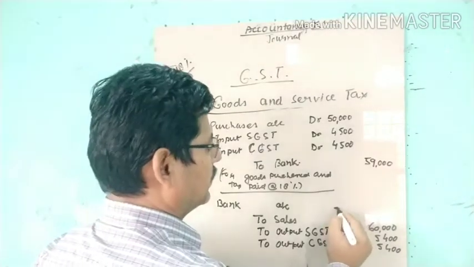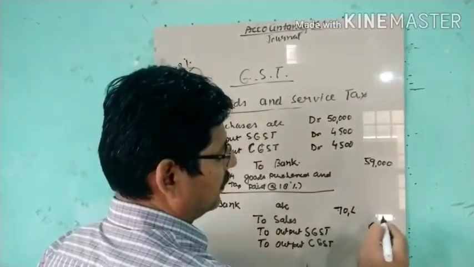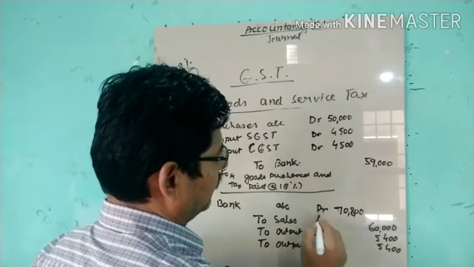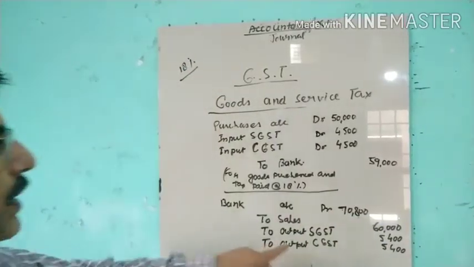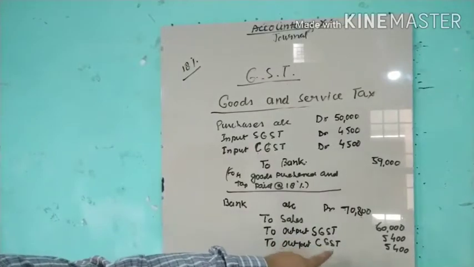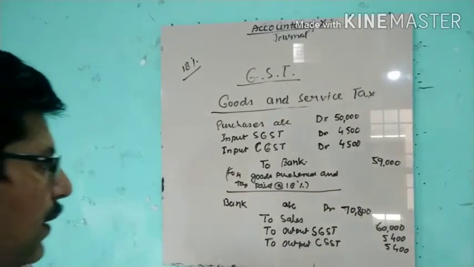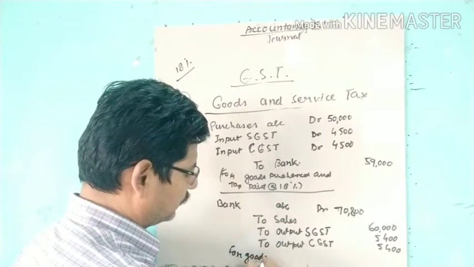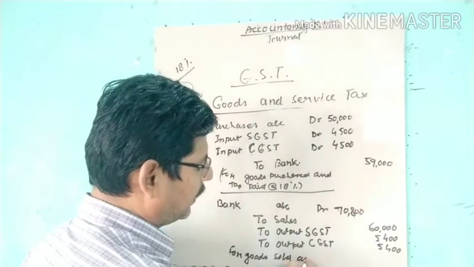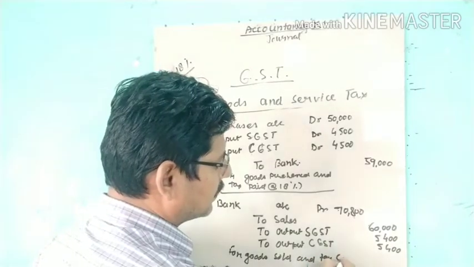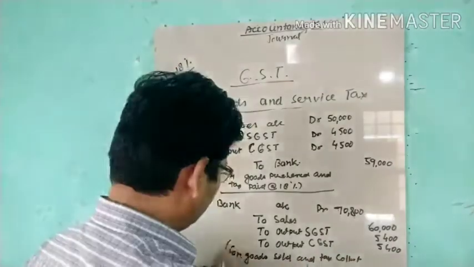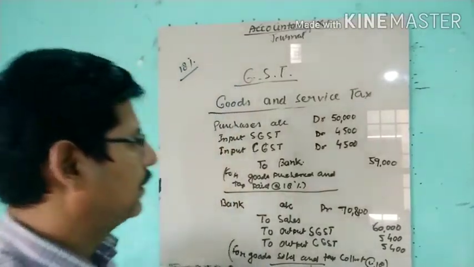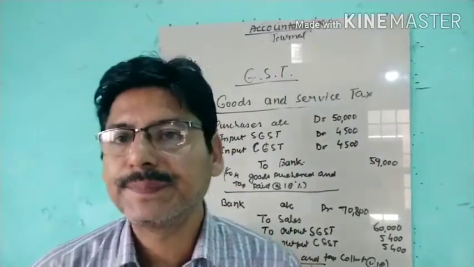And the total is 70,800. Bank Dr 70,800 to sales, to output SGST, to output CGST, for goods sold and tax collected at the rate of 18%, if you want. Okay, this is the journal entry for that.